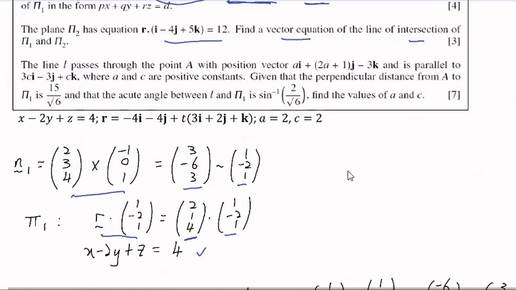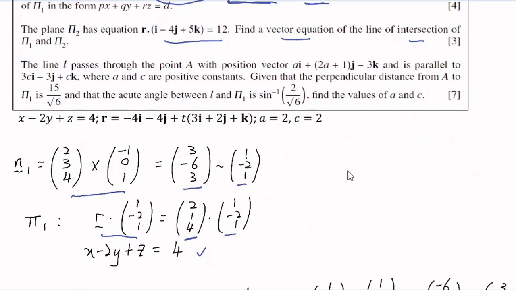So the last part of the question here is a 7 marks question. The line L passes through the point A with this position vector and is parallel to this 3c minus 3 plus c, where A and C are positive constants. Given that the perpendicular distance from A to pi 1 is 15 over sec 6, and the acute angle between L and pi 1 is arcsine of 2 over sec 6, find the values of A and C. So here it's actually a bit of simultaneous equations that we do for this question.